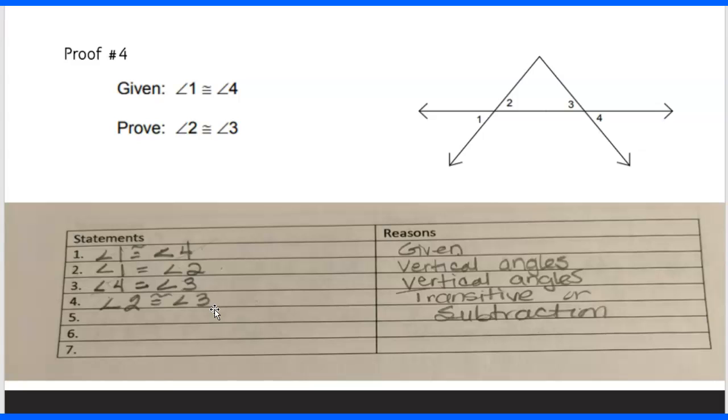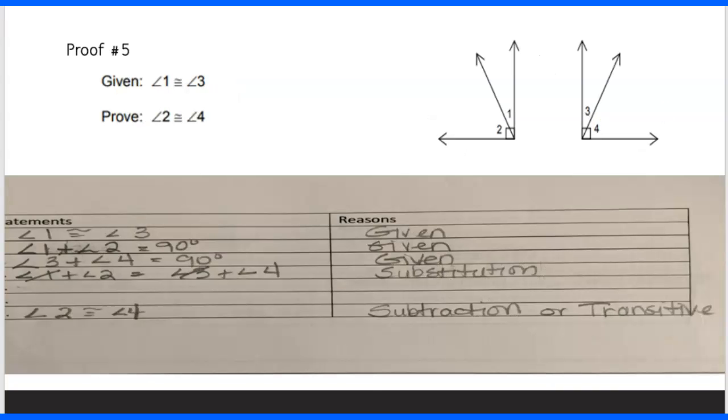So there's a couple of things that you could use there to prove that. All right, number 5. Now, it really helps if you guys have your index cards in front of you, because then you can flip back and see what can support your theories. All right, angle 1 is congruent to angle 3. Here we go. Angle 1, angle 3.